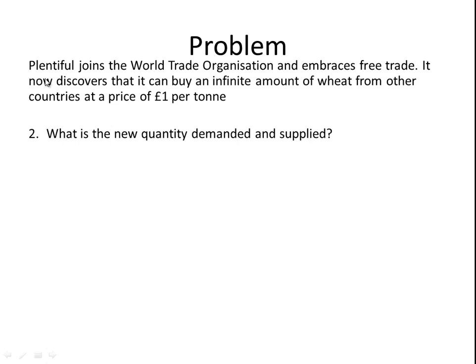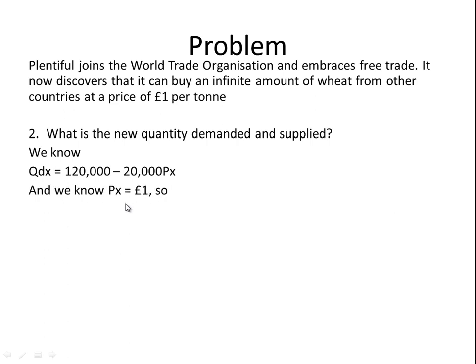The next part of the problem was that Plentiful joins the World Trade Organization and embraces free trade. And it now discovers it can buy an infinite amount of wheat from other countries at a price of £1 per tonne. So what's the new quantity demanded? Well, what we do know is we know the demand curve, and we know that the price, in this particular case, is 1. So what would be the quantity demanded? Well, it'll be 120,000 minus 20,000 times 1, which is 20,000. So it equals 100,000 tonnes will be the new quantity demanded.